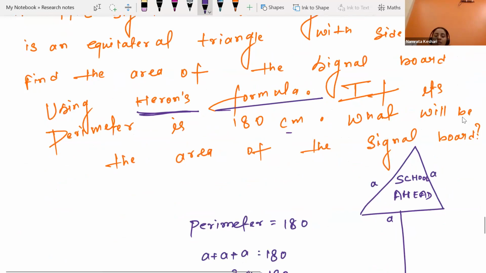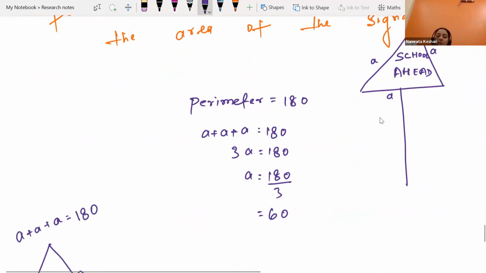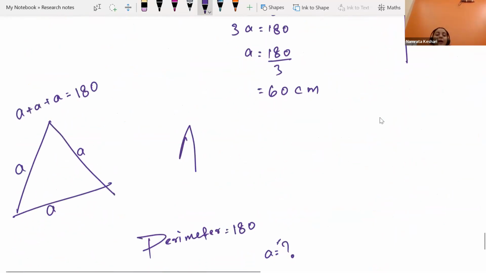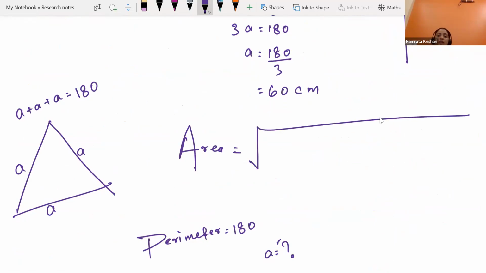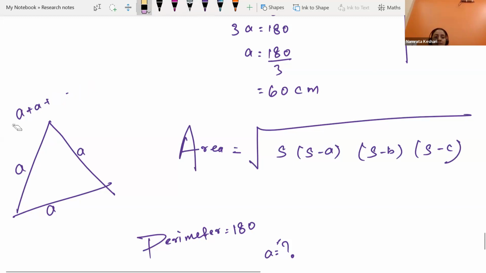The perimeter is given in centimeter, so our a will also be in centimeter. We got a. Now we have to find the area of this triangle by using Heron's formula. Heron has given one formula: area is under root s times s minus a, times s minus b, times s minus c. Please apply this formula and tell me what you are getting as the area.